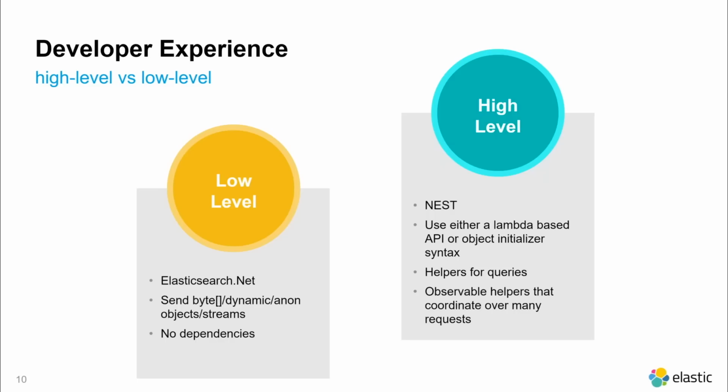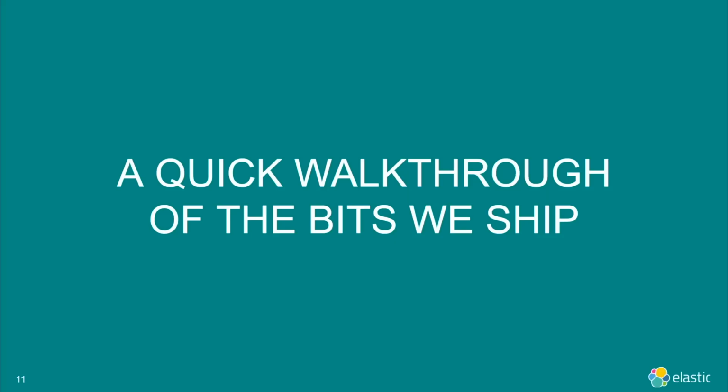So you can do a bulk index of millions and millions of records, and the helpers will take care of threading and concurrency and retrying and incremental retries as well. So this is a clear distinction between low and high level. One is functional and will work for many different use cases, and the high-level client is really geared towards a happy developer experience for your applications. So yeah, with that, I'd like to do a quick walkthrough of the bits we actually ship.